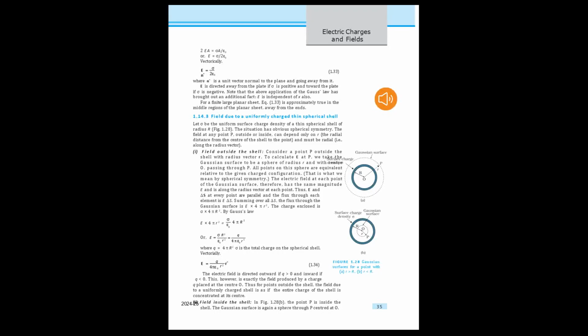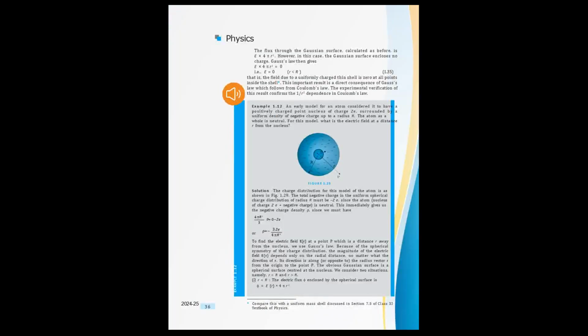And we can consider the second case, that is, the field inside the shell. In this case, the point P is inside the shell, and the Gaussian surface is again a sphere through point P centered at O. The flux through the Gaussian surface calculated as before is E into 4 pi r square. However, in this case, the Gaussian surface encloses no charge, and Gauss law then gives E into 4 pi r square equal to 0, that is, E is equal to 0 if r is less than capital R. That is, the field due to a uniformly charged thin shell is 0 at all points inside the shell.